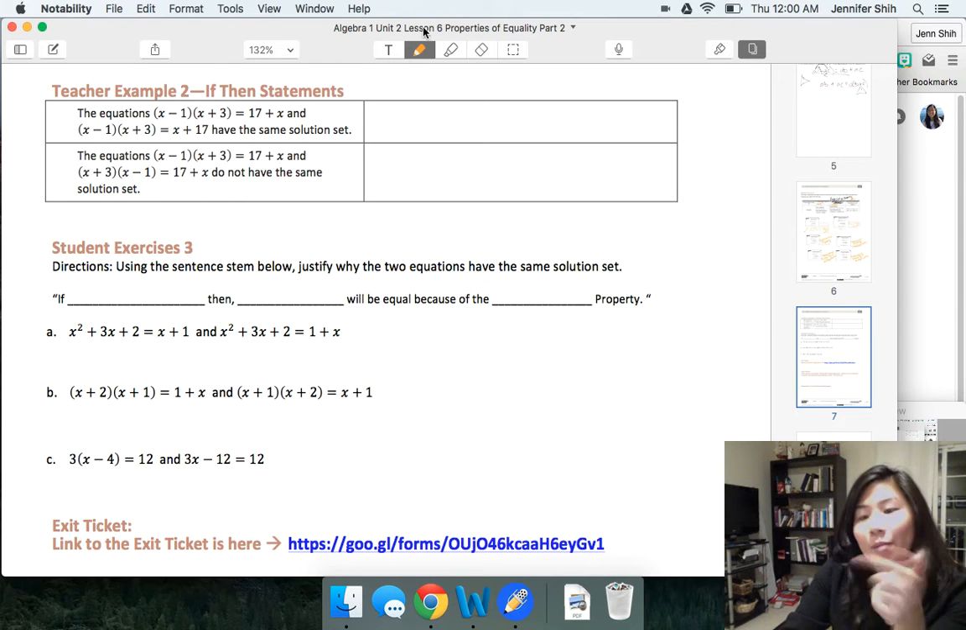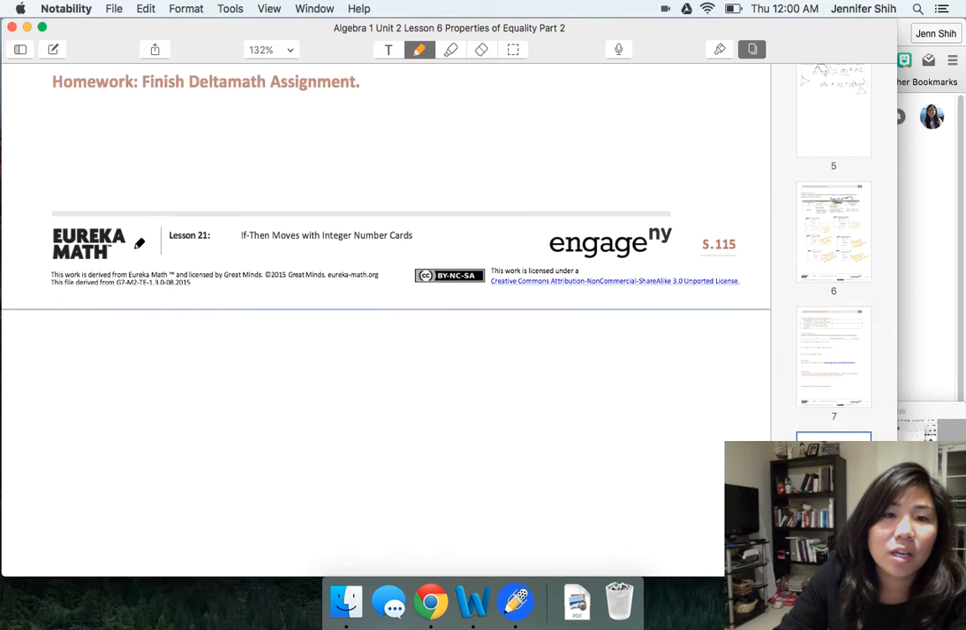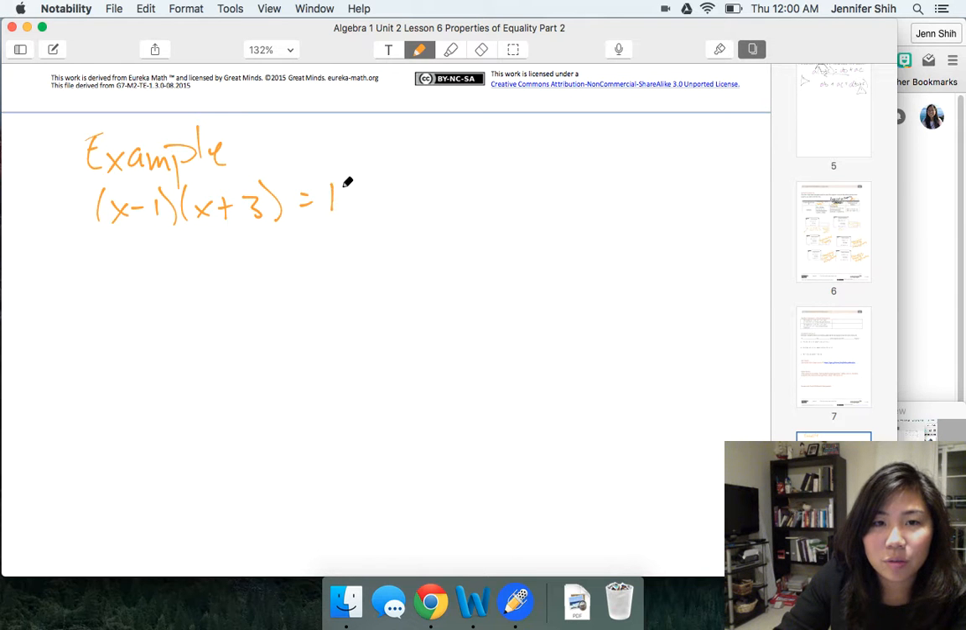We are going to go back to our notes section and talk about if-then statements, and I'm going to bring up an example. So we have (x minus 1)(x plus 3) is equal to 17 plus x.